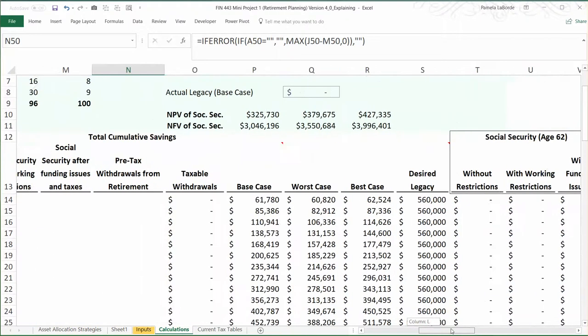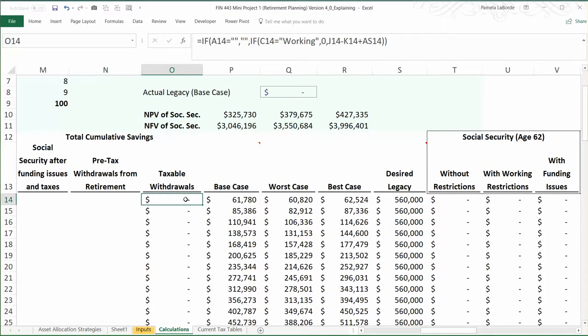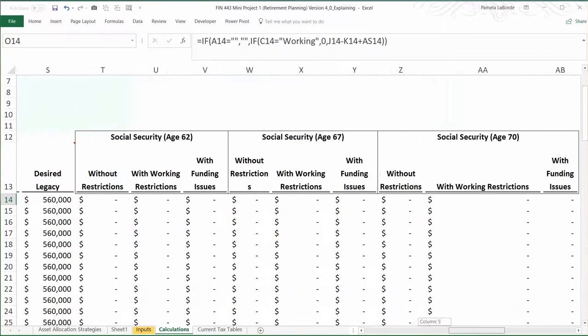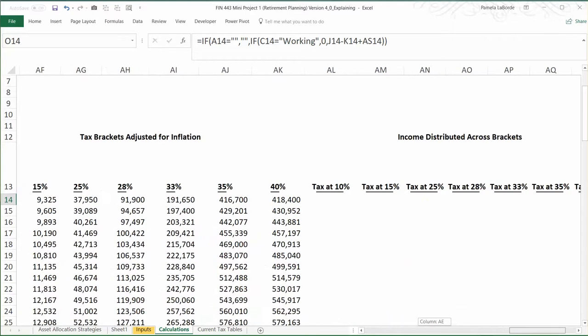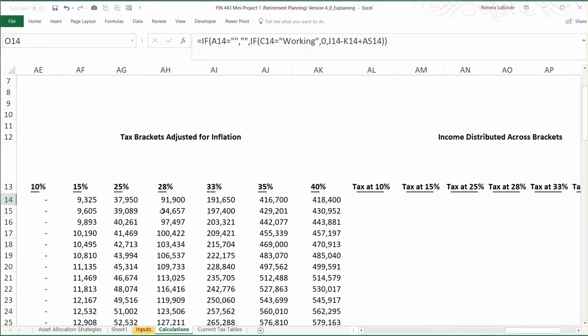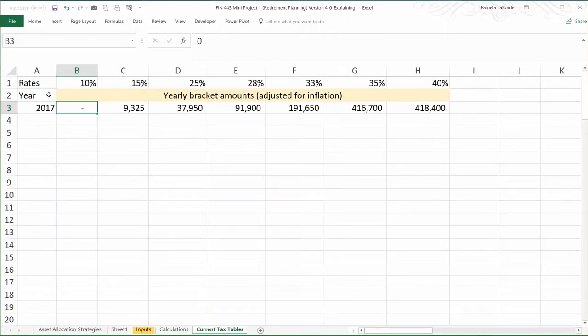I think first I'll just talk about taxes. So let's just go over here to the tax section. So I have a lot of columns that relate to taxes, but the calculations aren't too bad. But first, let's just look at this tab called Current Tax Tables. Here, I just inputted the numbers from that tax table that I included on your instructions. So it's got the rate at which you'll be taxed, the year that the tax tables relate to, and I'm assuming this would be updated as time passes.